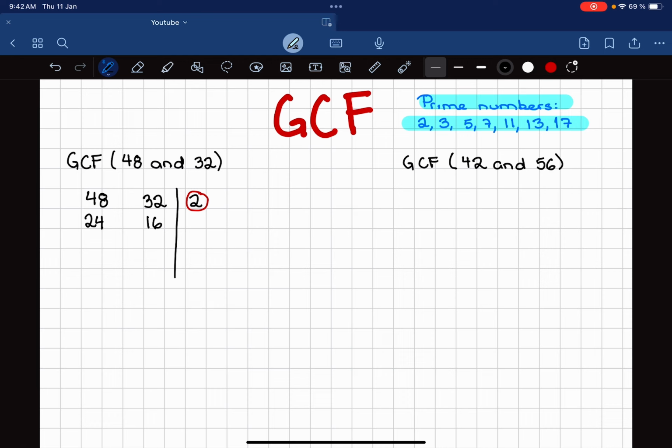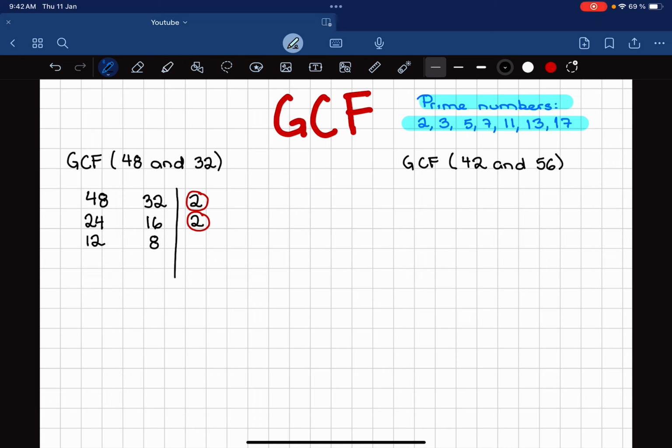Is any of those two numbers divisible by 2? Yes, so we put number 2, and we ask ourselves, both of them or only one? In this case, both of them, and if it's both of them, we need to circle the number. And we continue. 24 divided by 2 is 12. 16 divided by 2 is 8. Once again, 12 and 8.